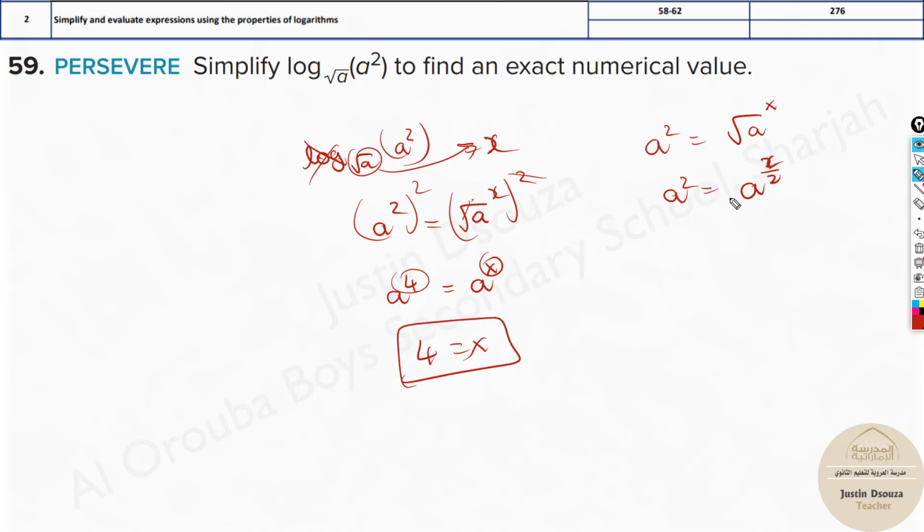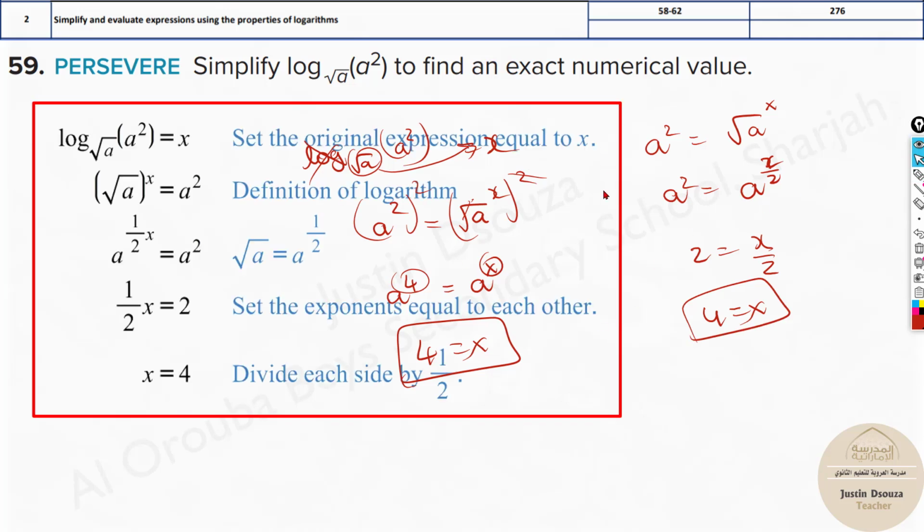Here also bases are the same, so I can equate the exponent. It'll be 2 times x by 2. Take the 2 to the other side. 4 is equal to x. Same answer with any method. So the answer would be 4. So this is how we can solve the problem. You can see the steps. It's just the same. Sadly, you can't use a calculator for this method. You need to do it manually.